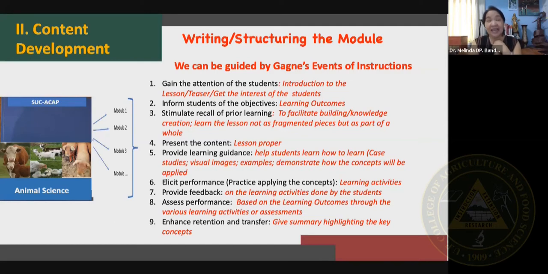Tama ba? Kasi sometimes kapag nagsusulat tayo, meron tayong hindi naisusulat, which will make the final output probably not exactly technically correct. Di ba? May mga naiiwan tayo. Another pair of eyes through the subject matter specialist can call our attention.